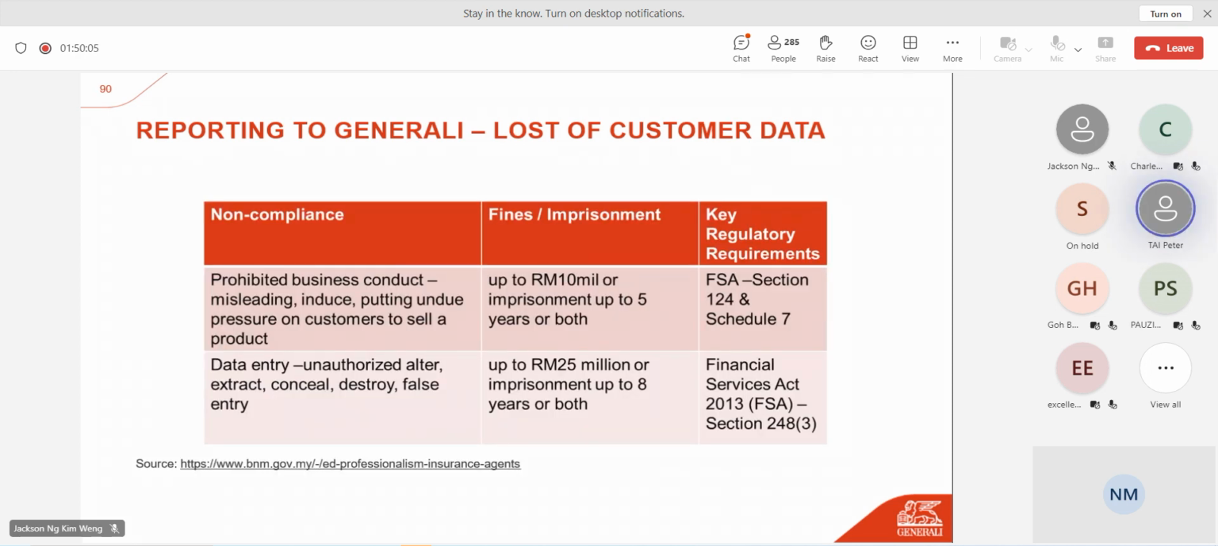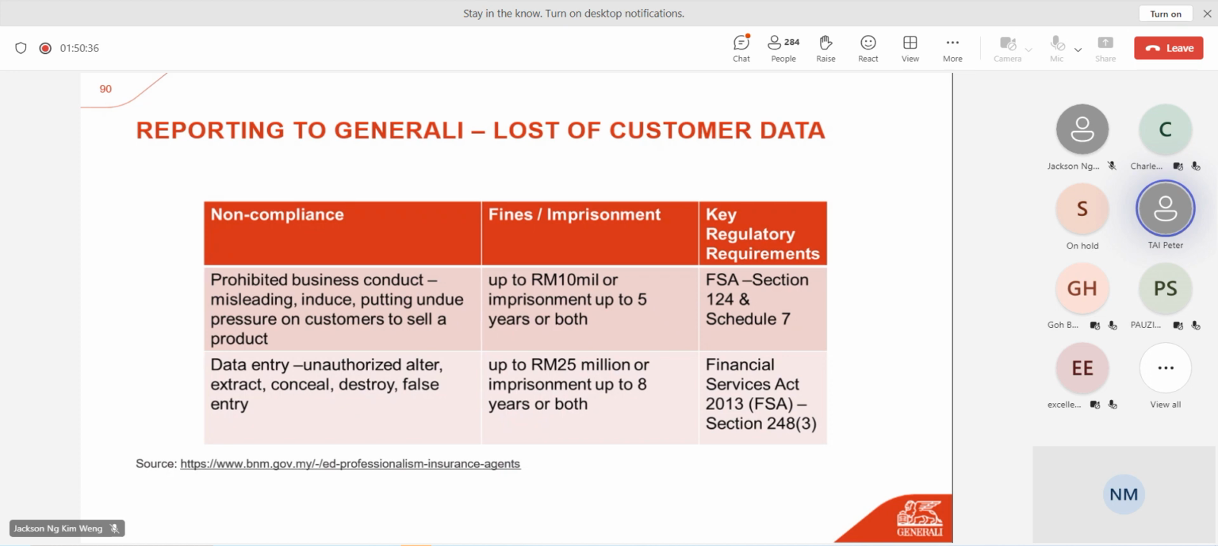Basically, prohibited business conduct, such as misleading or putting undue pressure on a customer to sell a product, will carry a penalty. Yes, very serious. It can be up to 10 million or 5 years, or both, under the Financial Services Act, section 12124 and schedule 7. For data entry, unauthorized alteration, extraction, concealment, destruction, or false entry, the penalty is up to 25 million, or imprisonment up to 8 years, or both. So these are all very serious matters.